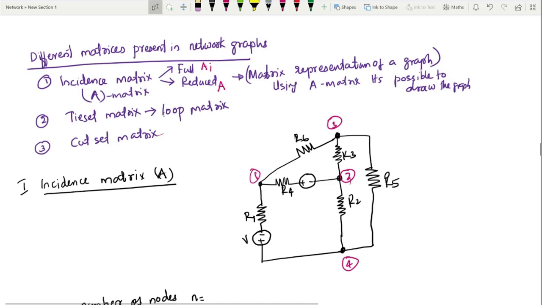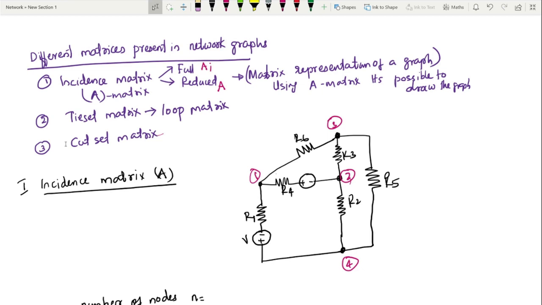These are used for mesh analysis. And similarly, the cut-set matrix is used for nodal analysis. We will discuss more about these two matrices in coming videos. This video is fully focused on the incidence matrix.